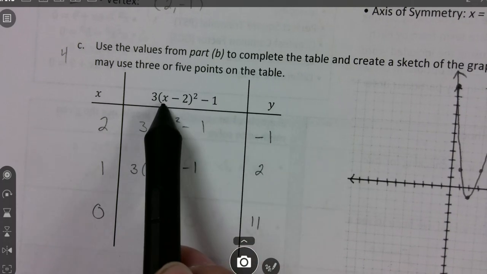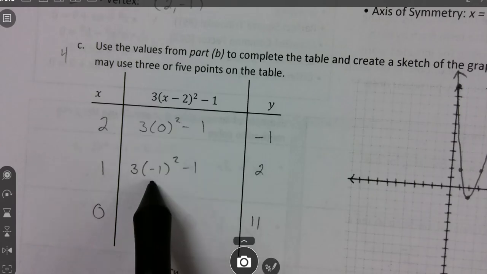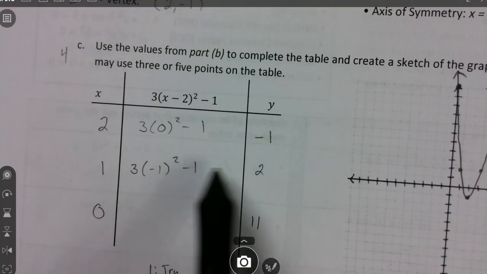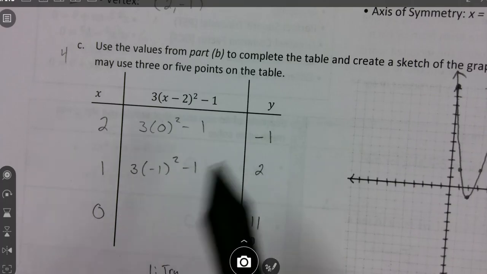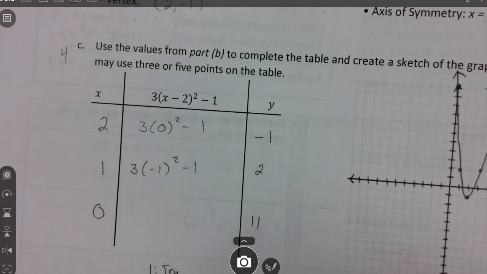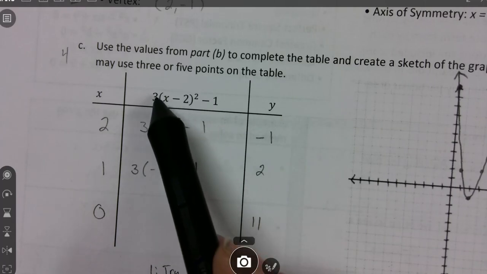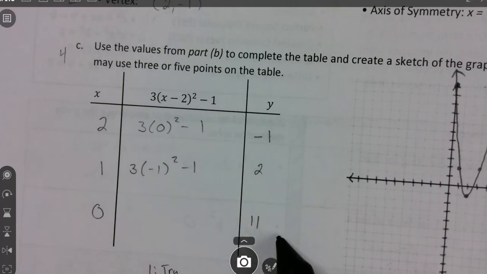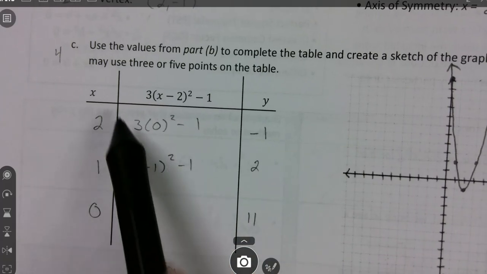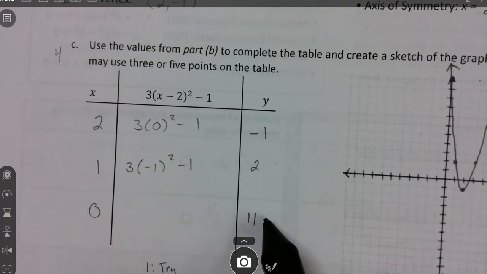If I plug in a 1 here, 1 minus 2 gives me a -1. And you guys might have chosen 3 to avoid that. If you don't get goofed up and you take -1 squared, it's 1. So we had 3 times 1 is 3, minus 1 is 2. And then I get 1 more, it's 0. I didn't do any of the work to get there. It's 3 times (-2) squared, which is 4. So 3 times 4 is 12, minus 1 is 11. If you used 3 and 4, you should also get (2, 11).